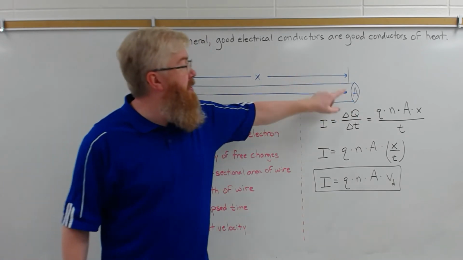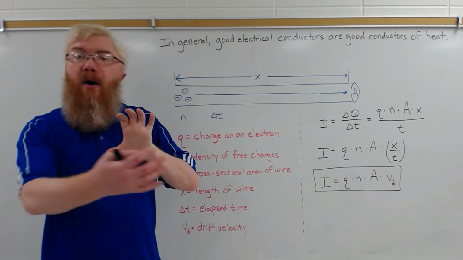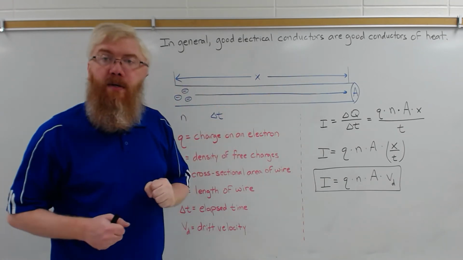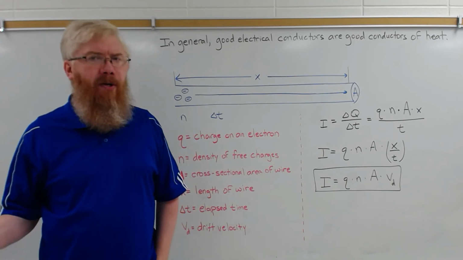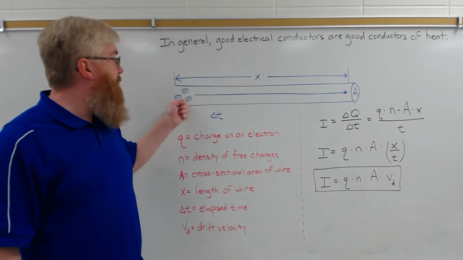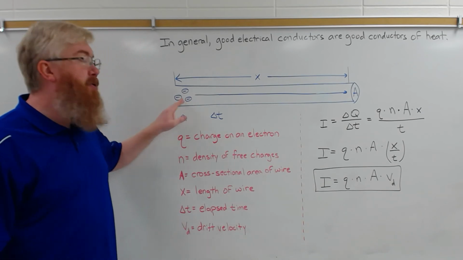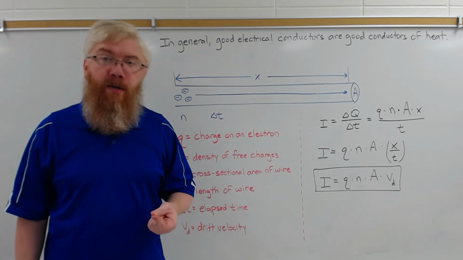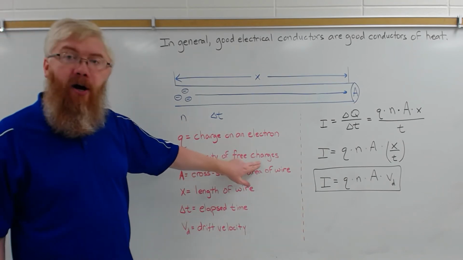So the volume of this cylinder is A times X. That gives you the total volume of this conductor. But the volume doesn't tell you how much charge there is. But if you know the density of charge carriers, how many charge carriers you have per unit volume, which we represent by N here. So N is the density of free charges.